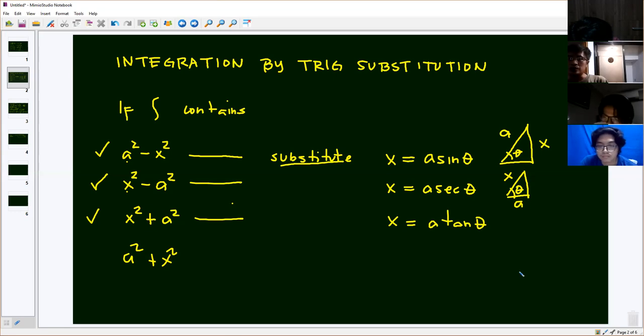This is to guide you in reverting back to the expression without trigo. Now, if x is a tan theta, it follows that tangent theta is x over a. So it's x here and a here. You see that? That's how you read the three. Later, I will repeat that. Okay, I'll give you more time.